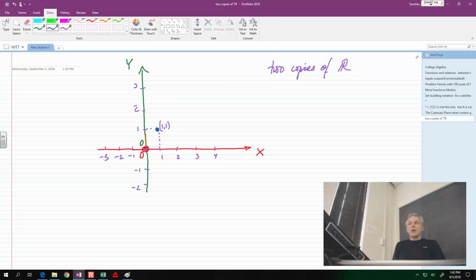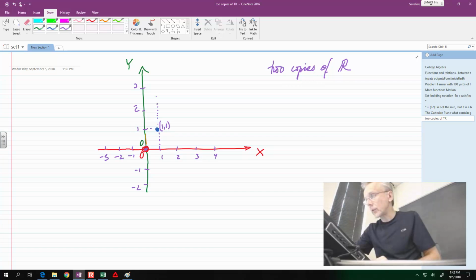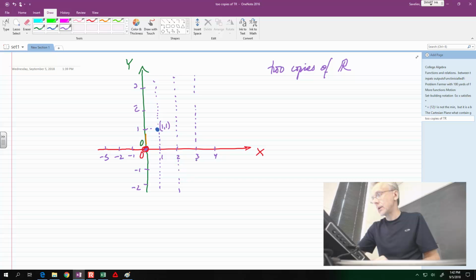So 1, 1, and every single one of them. I just go vertically from each location like this. For the graph, I need only 1 point per x, but if there is no function, then every point might be needed at some point.